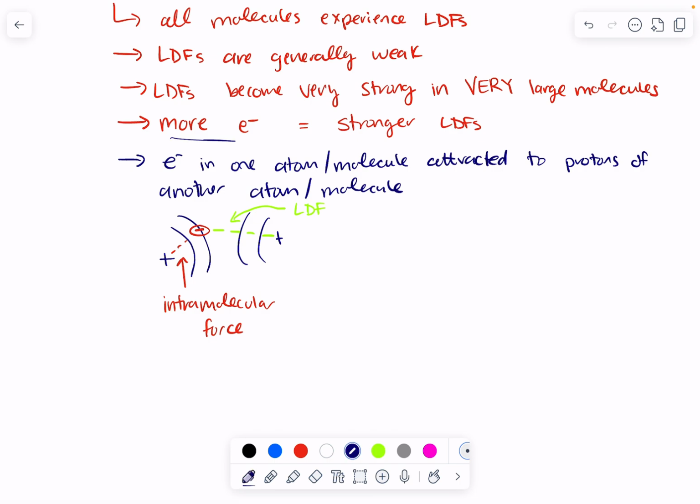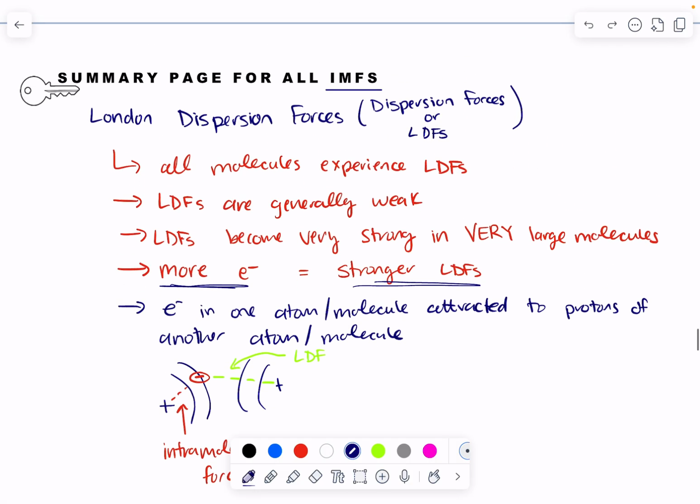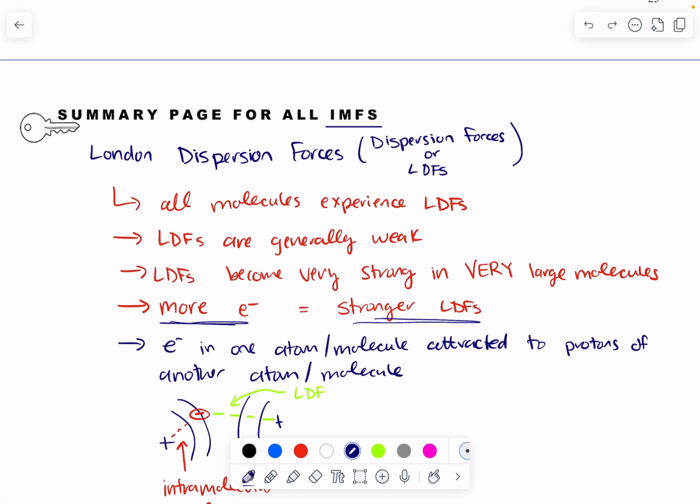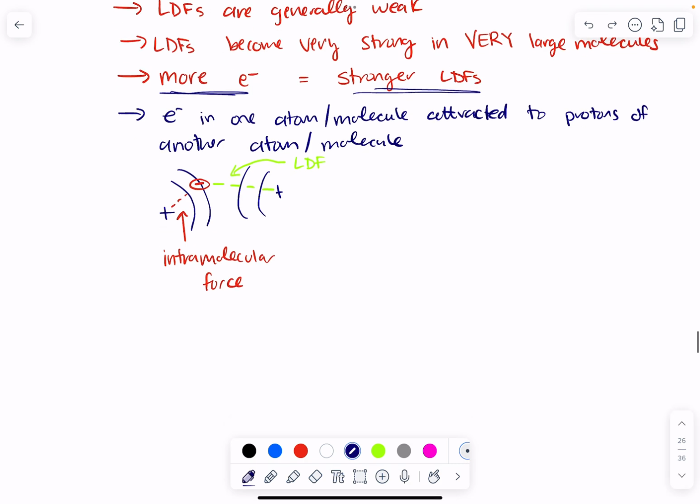Additionally, we wrote that more electrons equal stronger LDFs, and because this is only one electron that I just drew, imagine if you had many, many, many electrons and then many, many, many protons, that these forces can become quite strong. Now, other names for this that I just was thinking of as I was writing this that your AP test might use is a London dispersion force is considered an induced dipole.